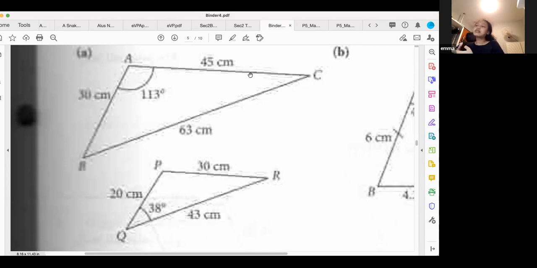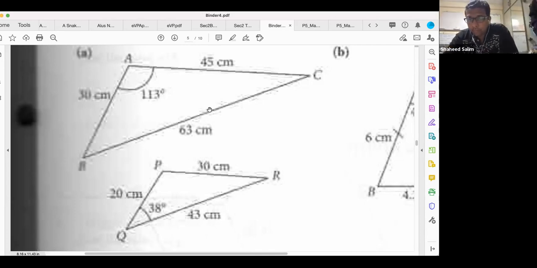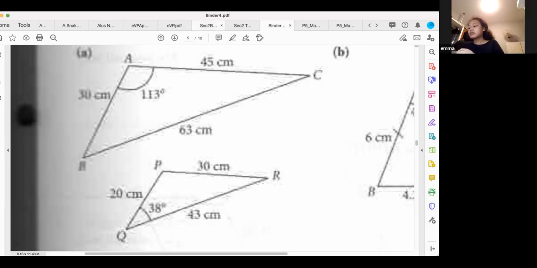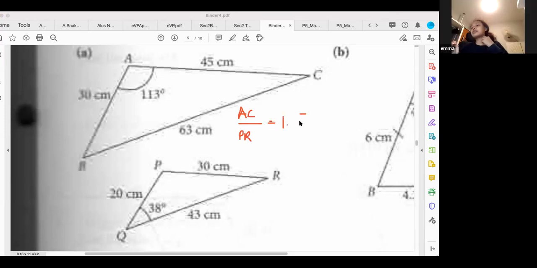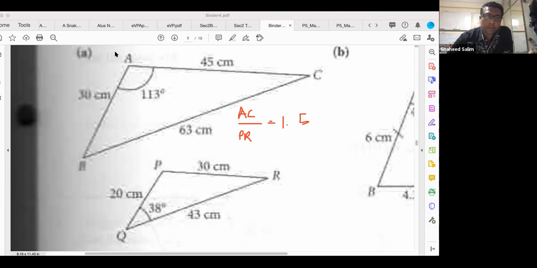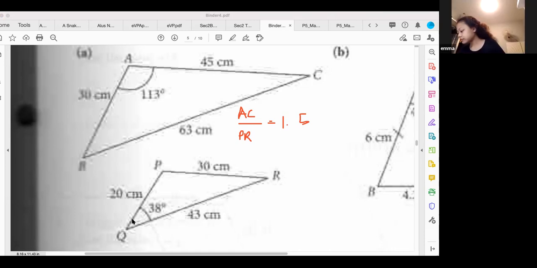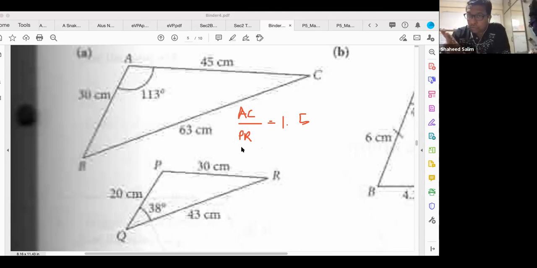I divide it. You divide. Are they the same? Okay, we try. You tell me now what's the answer. AC divided by PR. We are assuming AC and PR are the same. What do you get? 1.5. Good. Okay, then we have AR divided by PQ. 1.5. So far looks good. But all three got to be the same.